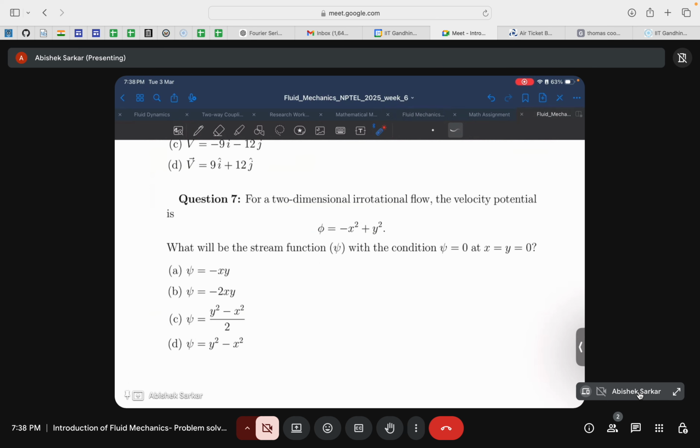So first thing would be to find the velocity components using the definition of the velocity potential, that is u would be equal to dou phi by dou x and v would be equal to dou phi by dou y. Now once you get u and v, again just use the definition of the stream function to find the value of psi from the definitions of u and v. Then use this condition to find the integration constant c and just compare your results. Okay, so let us look into how we have solved it.